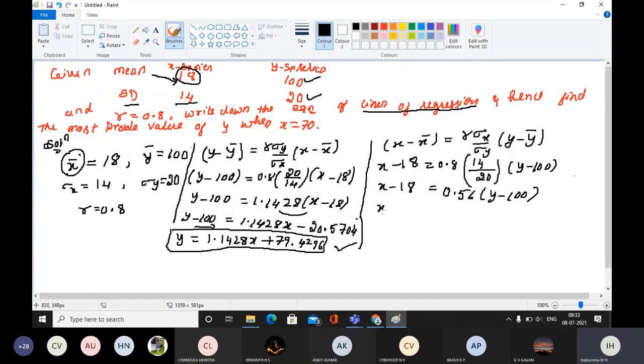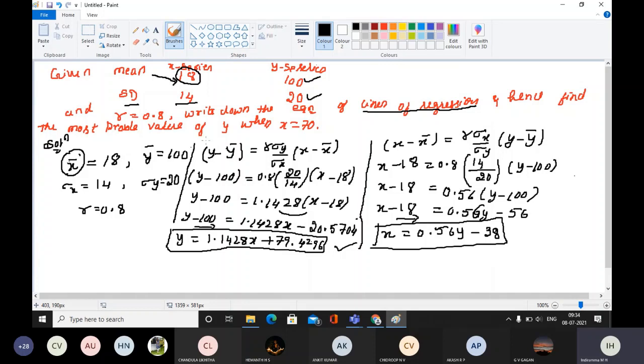So now x minus 18 is equal to 0.56 into y minus 0.56 into 100, which is 56. Now take minus 18 to the RHS. It becomes x is equal to 0.56 into y, minus 56 plus 18, which is minus 38. This is the second line of regression.